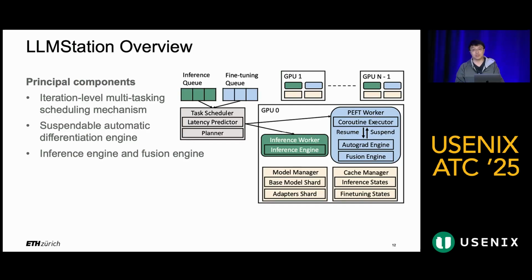Following the design principles, we build LLMStation. LLMStation has 3 main components that work together to address the challenges mentioned previously. The first one is a novel iteration-level multitasking scheduling mechanism. The second one is a suspendable automatic differentiation engine. And the third one is an inference engine and fusion engine. In addition to this, we have a task queue that holds the incoming tasks, and a memory manager to share the model and the states between 2 different workers.